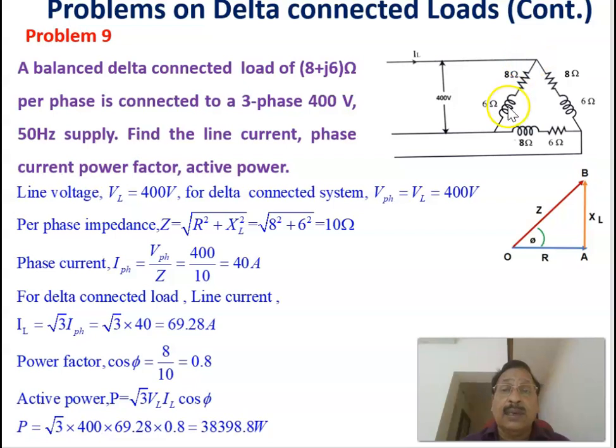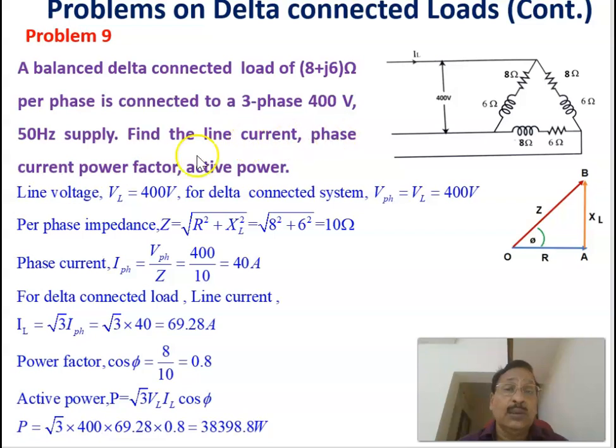Now, the line current is given by root 3 times phase current. In a delta connected load, line current is equal to root 3 times phase current. Therefore, IL equals root 3 times 40, which is equal to 69.28 amperes. Then the power factor, from the impedance triangle, is given by R by Z. R is 8 ohms and Z is 10 ohms, so 8 by 10 is equal to 0.8, the power factor.